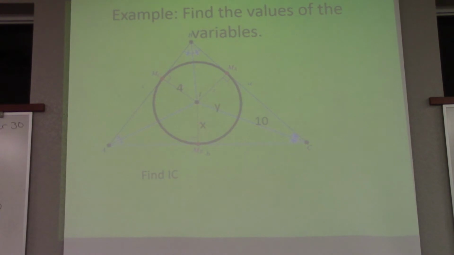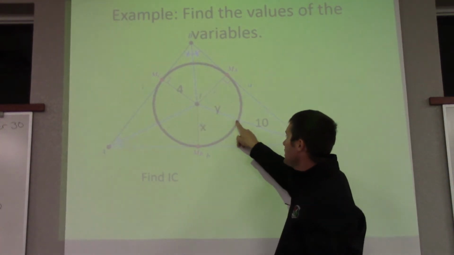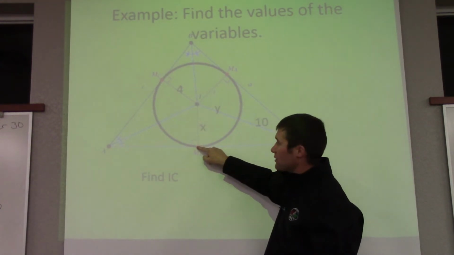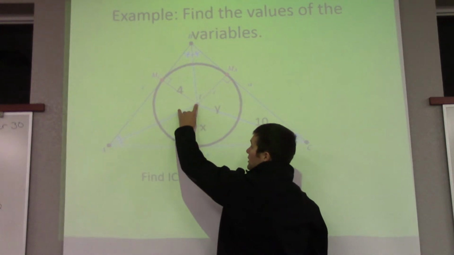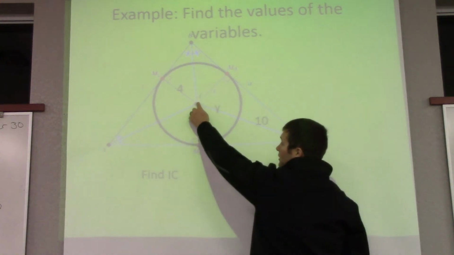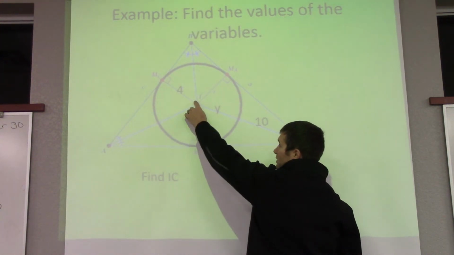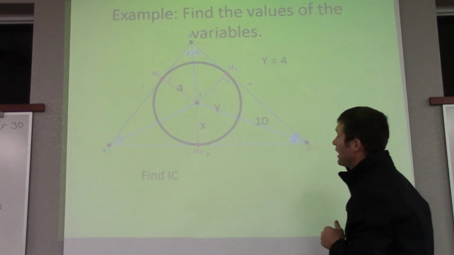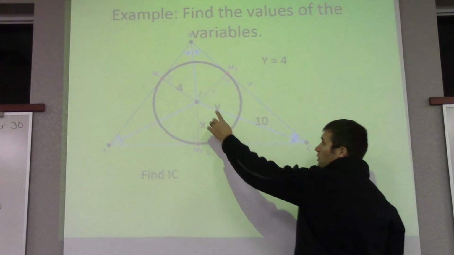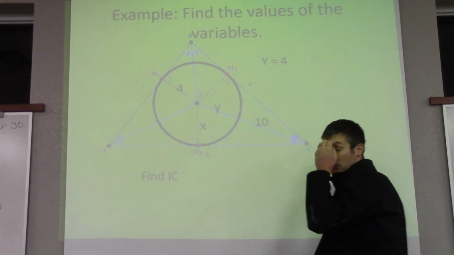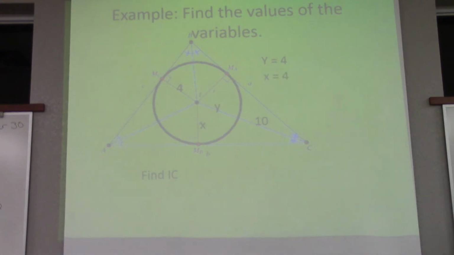So let's go ahead and find the variables. We want to know the distance from here to here, that's y. We want to find the distance from here to here, that's x. Well, what do we know? What's the distance from here to here? Well, that's 4. So x would be the same. The distance from the center of the circle to the edge of the triangle is equal. So x would be 4. Also notice y would be 4. Y is from the center to the outside edge of the circle, so that's the radius as well, so that would be 4 as well.